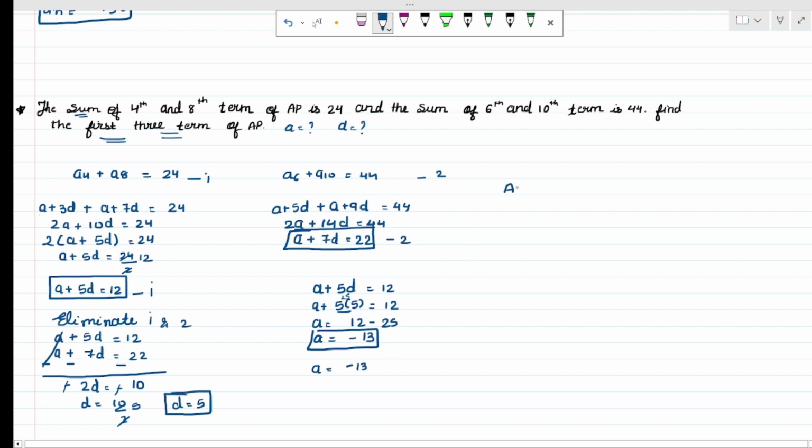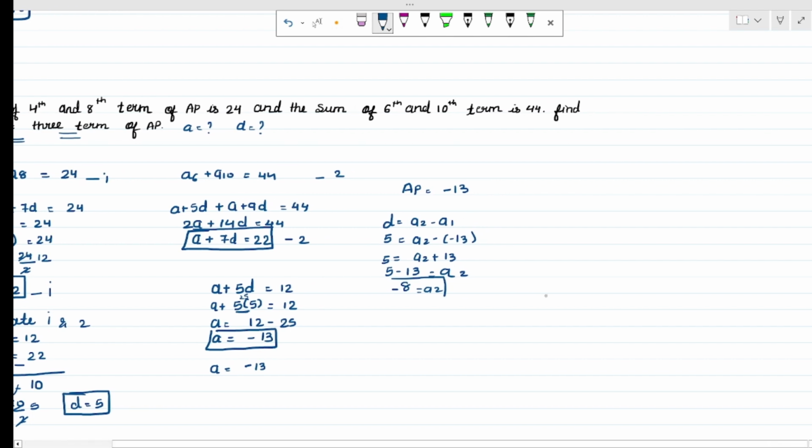Now you need to find the first three terms of the AP. Your first term is minus 13. What is my D? My D is 5. What is the formula of D? D is equal to A2 minus A1. So instead of D, you will write 5. Instead of A2, which you don't know, write A2, minus minus 13. This minus minus becomes plus. 5 equals A2 plus 13. This plus 13 goes over there. That means minus 13 from 5, you will get minus 8. So your A2 becomes minus 8.